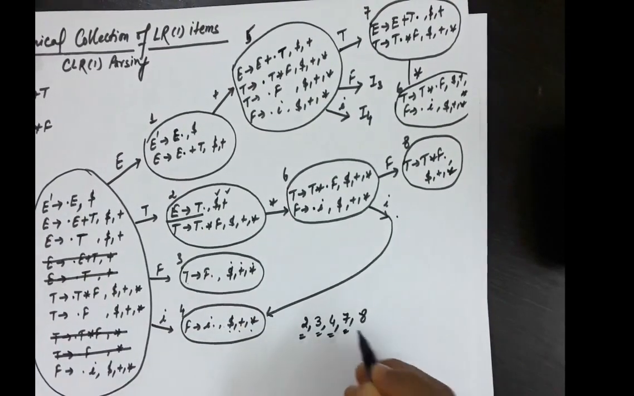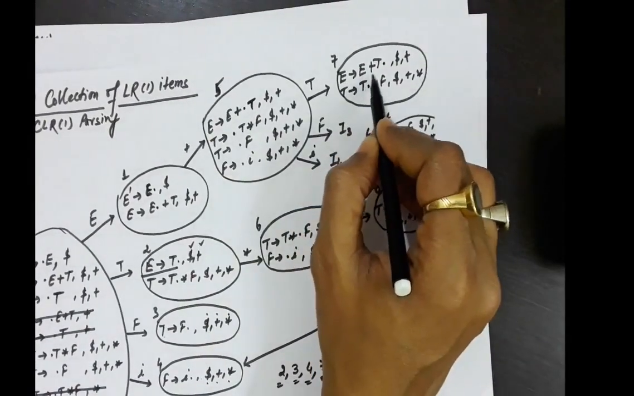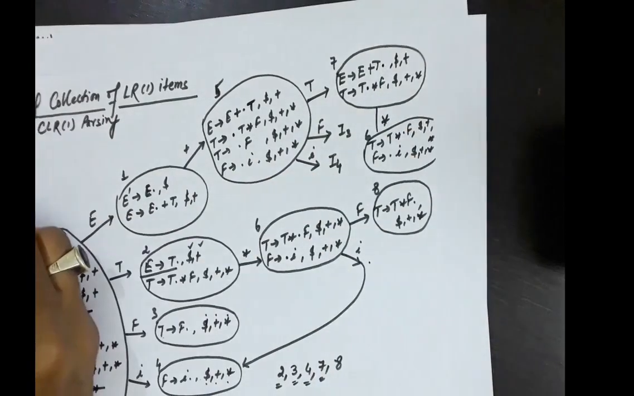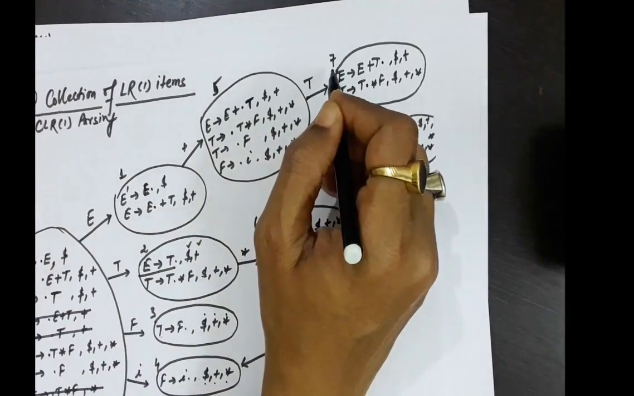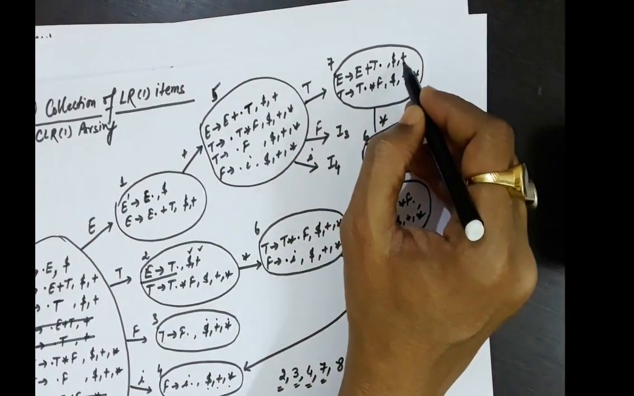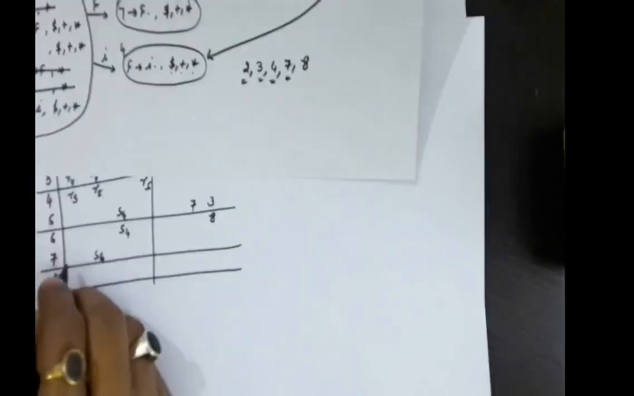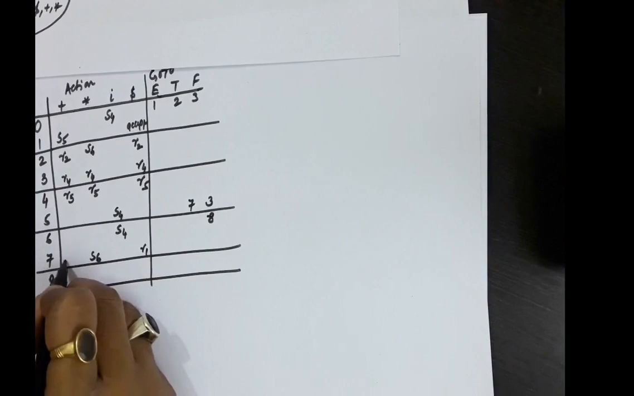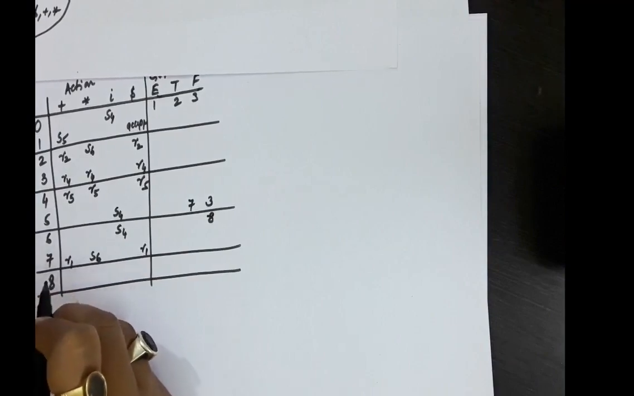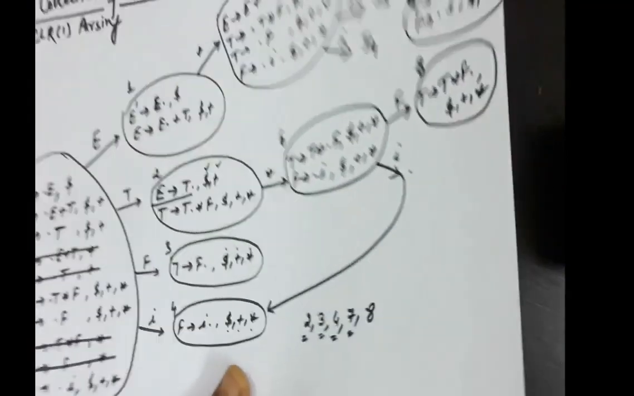Now the final item is there at the state number 7, which is E produces E plus T, production number 1. So you'll be writing R1 in 7th row at the places dollar and plus. So in 7th row at the place of dollar you'll be writing R1, and at the place of plus also you'll be writing R1.